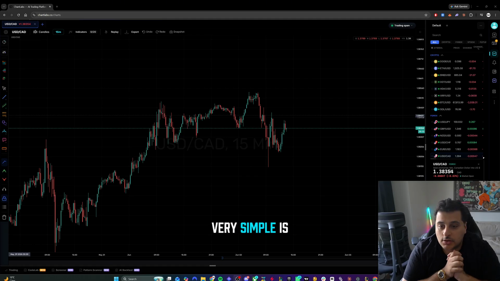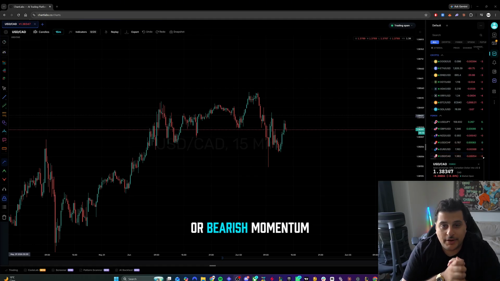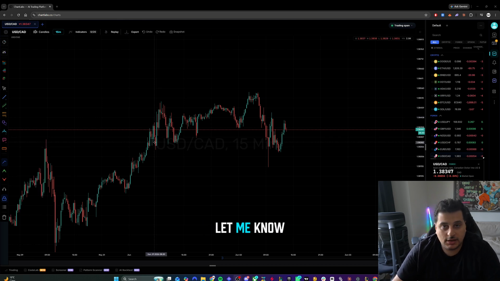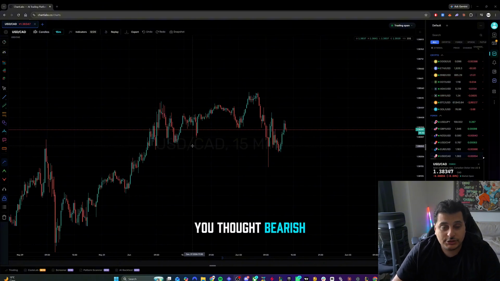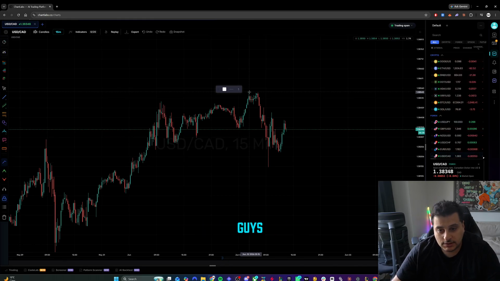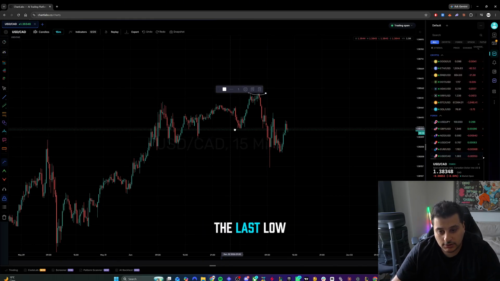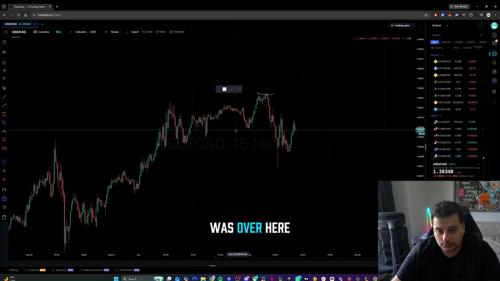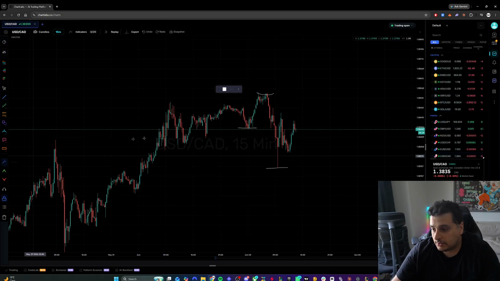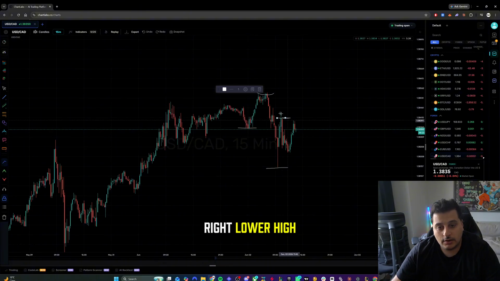Very simple. Is this a bullish or bearish momentum chart? Simply looking at it, pause, let me know. If you thought bullish, that's wrong. If you thought bearish, you're correct. It's bearish. Why is it bearish? Very simple, guys. The last high is over here. The last low was over here. We saw that this low got broken, right? It got down to over here. And then we saw it went up and created a high, right? A lower high right here.